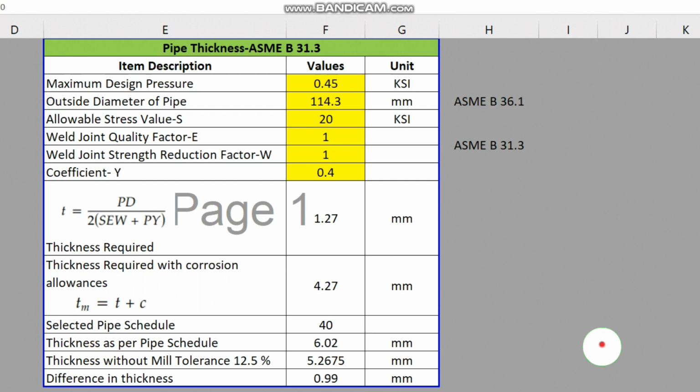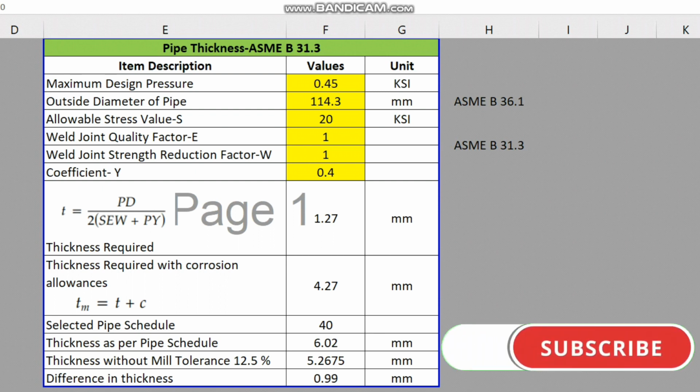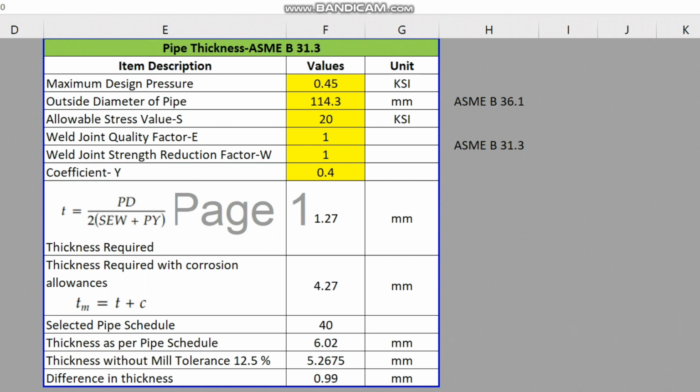So in this way you can find out the pipe thickness for different applications like HVAC, chilled water system, oil and gas, etc.